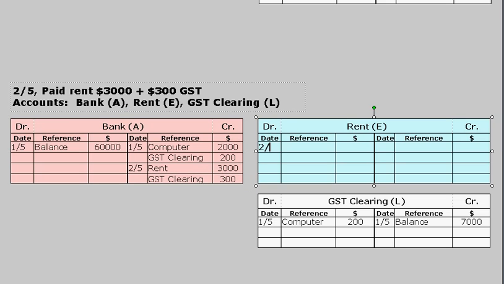Rent is an expense, and expenses are increased by debit entries. So debit the rent account, cross-reference bank, value $3,000, and you also have to record a debit to the GST clearing account, there it is, to reduce the GST liability by $300. So there's one debit, $300, another debit, $3,000, which equals the two credits, $3,000 there, $300 there. The total value of the debits, $3,300, equals the total value of the credits, $3,300.